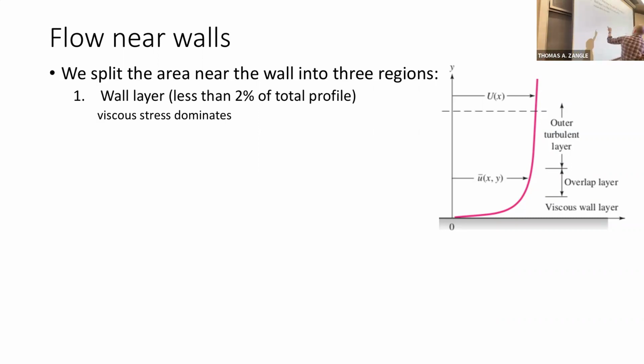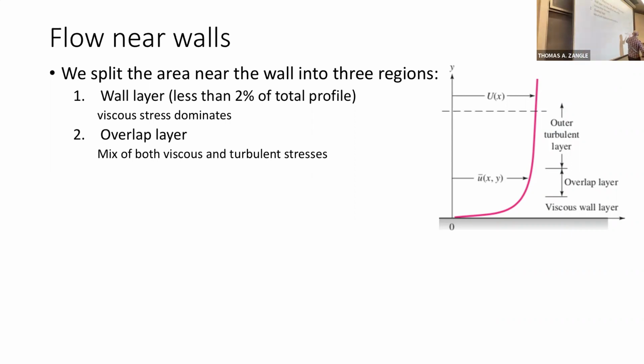So this wall layer, this viscous wall layer, is less than 2% of this overall profile. So it's just a region. This is an exaggerated line here, but it would really be a tiny, tiny little region very, very close to the wall, where viscosity is super dominant in this flow. So it's a tiny region of the overall flow.